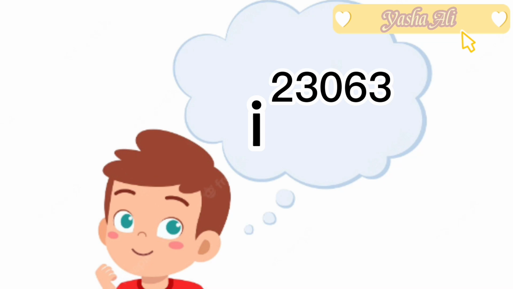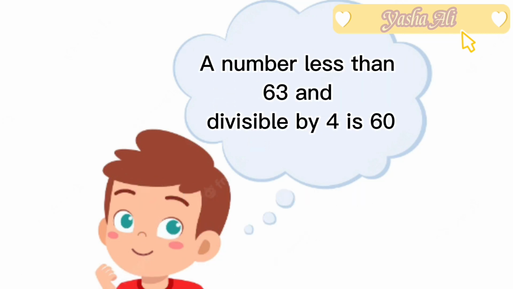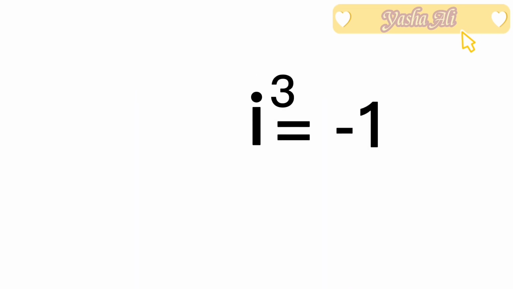Take a look at a power like this. We will look at the last two digits and find the closest small number that is close to 63. A number less than 63 and divisible by 4 would be 60. We know that 63 is not divisible by 4, but 60 is. So we have to subtract 60 from 63, which is 3. Now we can solve it as iota power 3, which we already know is minus iota.